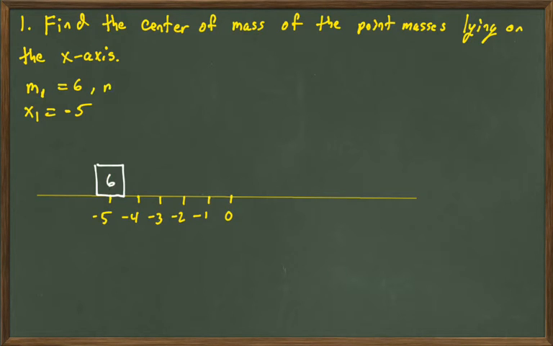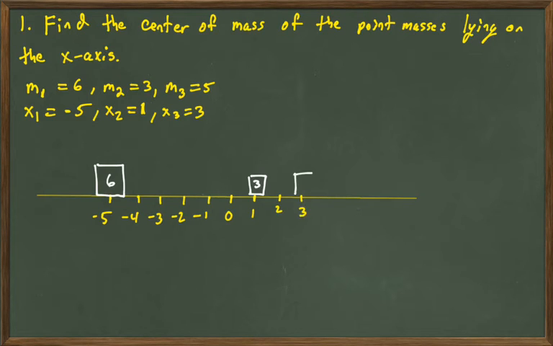So there it is, mass of 6. The second mass we're going to look at is a mass of 3, and that's going to be located at x equals 1. And then the third mass is of mass 5, and the location of 3. Okay, and we're going to find the center of mass.